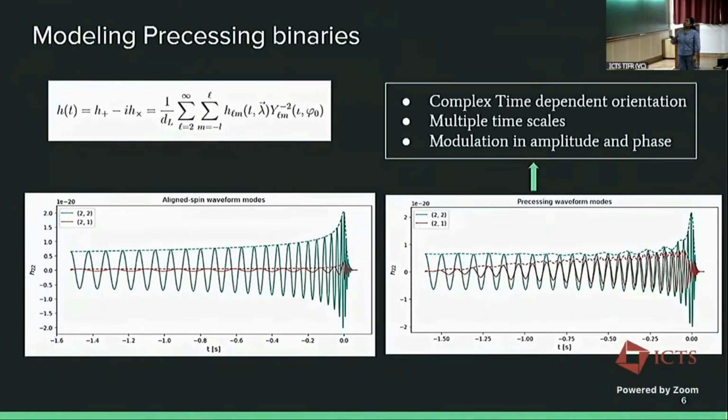So due to all these effects of a precessing waveform, that is, the complex time-dependent orientation of the system, it has modulation in the amplitude and phase. Also, the precession timescale is different compared to the orbital timescale and the radiation timescale. So due to all this complexity, it's difficult to model this kind of system analytically. So we use some kind of approximation method to do that.